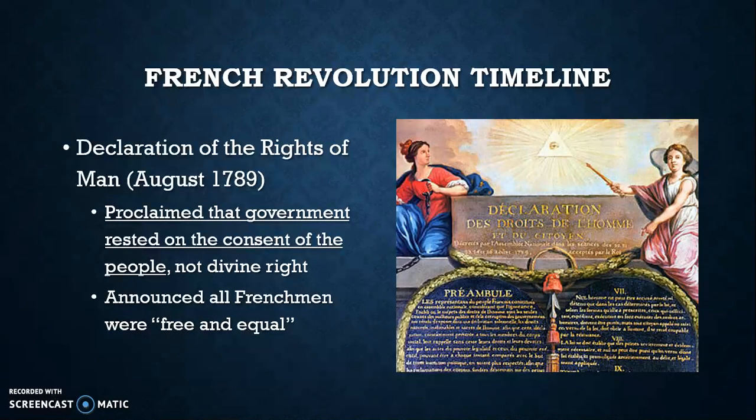Shortly after that, in August of 1789, the National Assembly drafted and adopted the Declaration of the Rights of Man and of the Citizen. This document proclaimed that the government rested on the consent of the people and not divine right, and it announced that all Frenchmen were free and equal. This document is a lot like the Bill of Rights of England and of the United States.